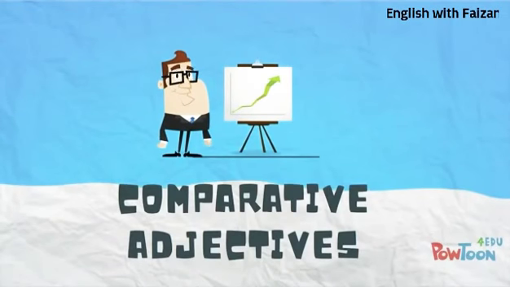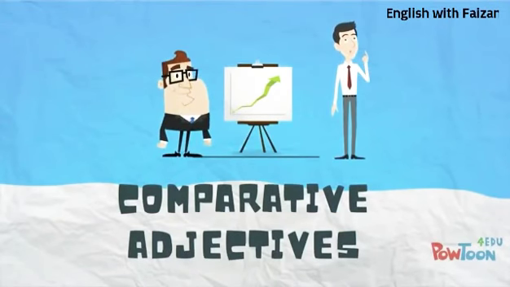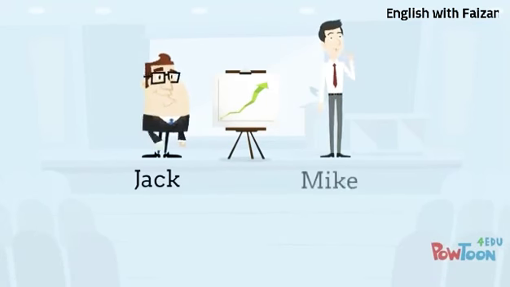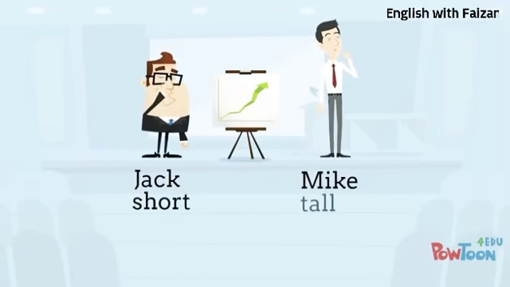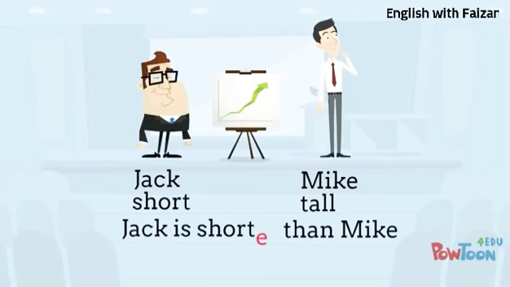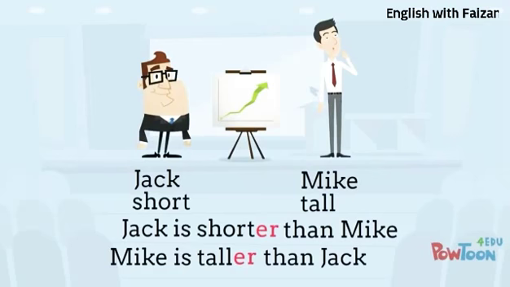This video is about comparative adjectives in English. This is Jack and this is Mike. Jack is short and Mike is tall. Jack is shorter than Mike. Mike is taller than Jack.